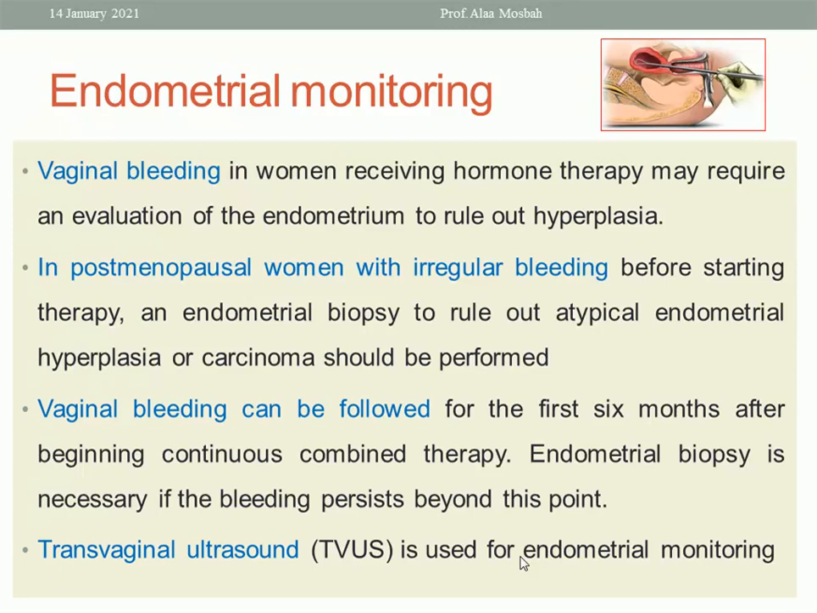Vaginal bleeding can be followed for the first 6 months after continuous combined therapy. And the endometrial biopsy is necessary if the bleeding persists beyond this point. What is meant by that? If I give continuous estrogen and progesterone therapy as a hormone replacement therapy, it is possible to some spotting to happen during the first 6 months. But if it is extended beyond the 6 months, you should do endometrial biopsy to exclude endometrial hyperplasia and endometrial carcinoma or any other cause. Okay?